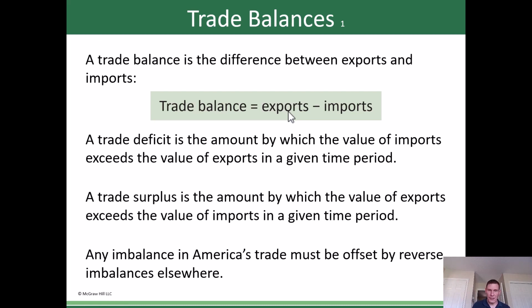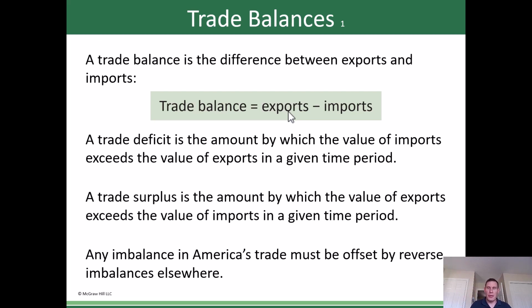Now, a trade deficit is the amount by which the value of the imports exceeds the value of the exports in a given time period, probably a year. A simple way of saying that is if you're importing more than you're exporting, then you have a trade deficit. A trade surplus is the amount by which the value of exports exceeds the value of imports, again, in a given time period, probably a year. So think the trade surplus is you're exporting more than you're importing.